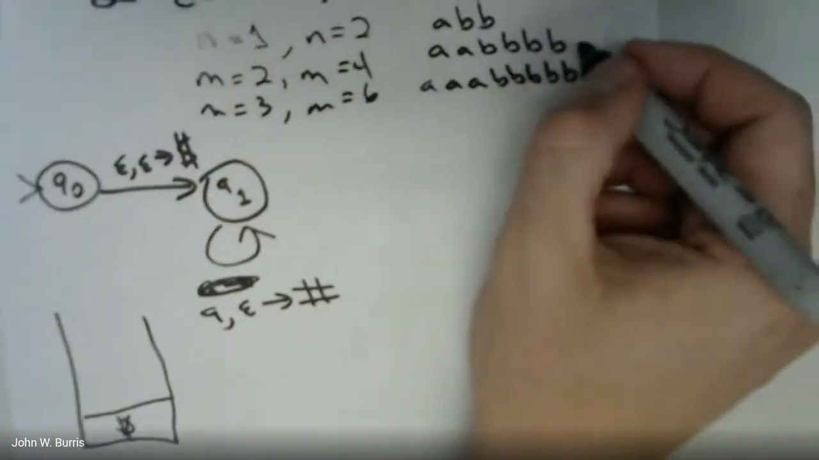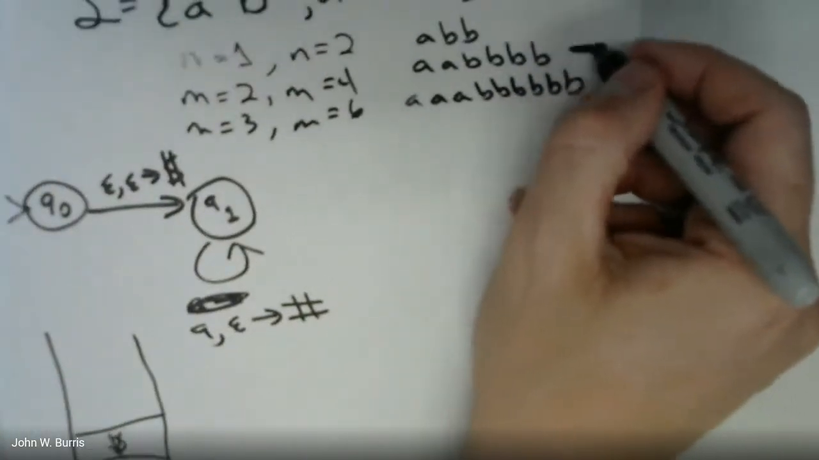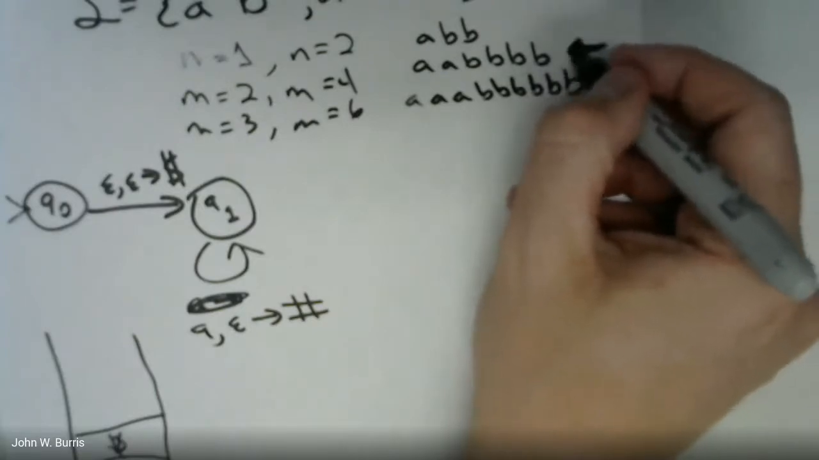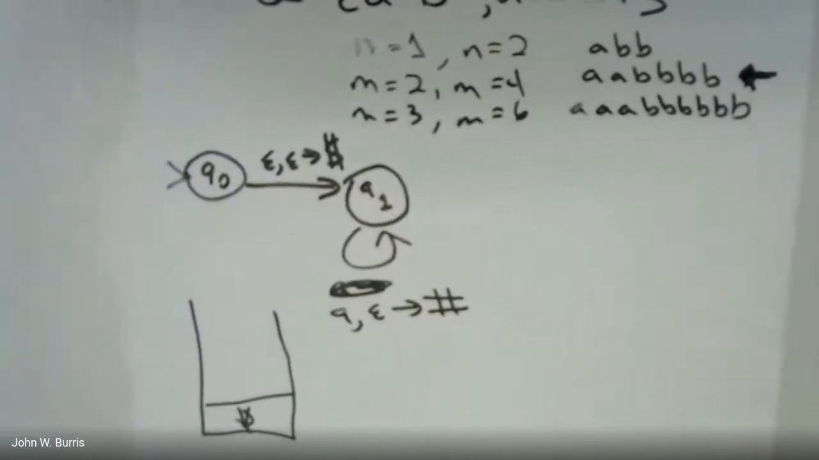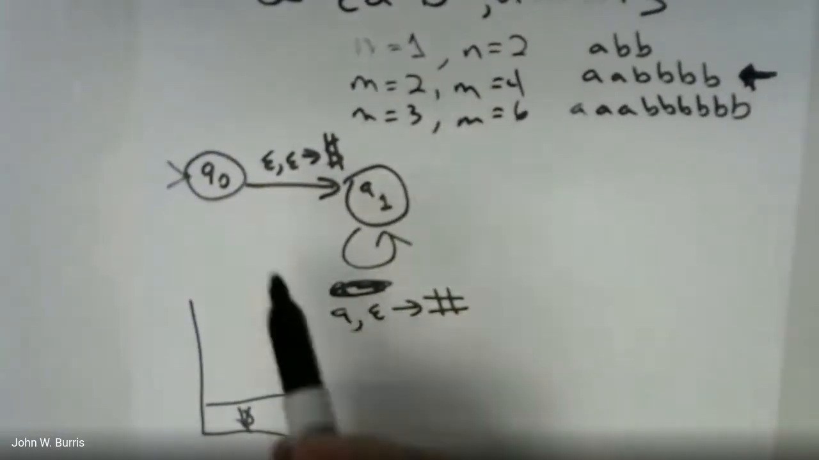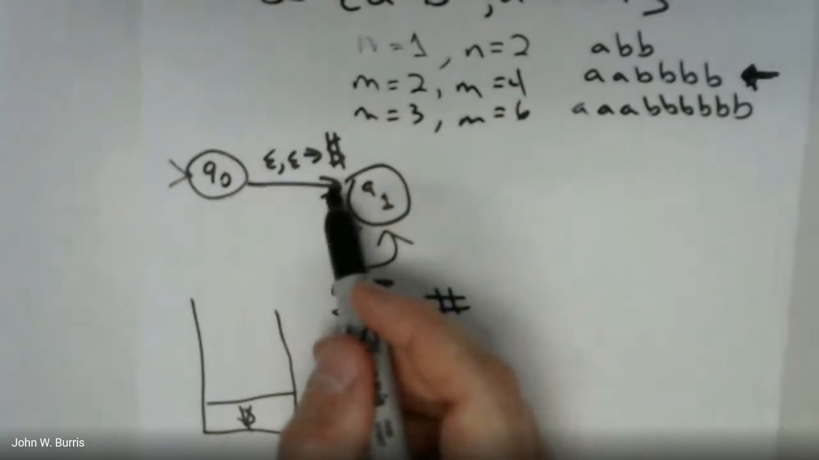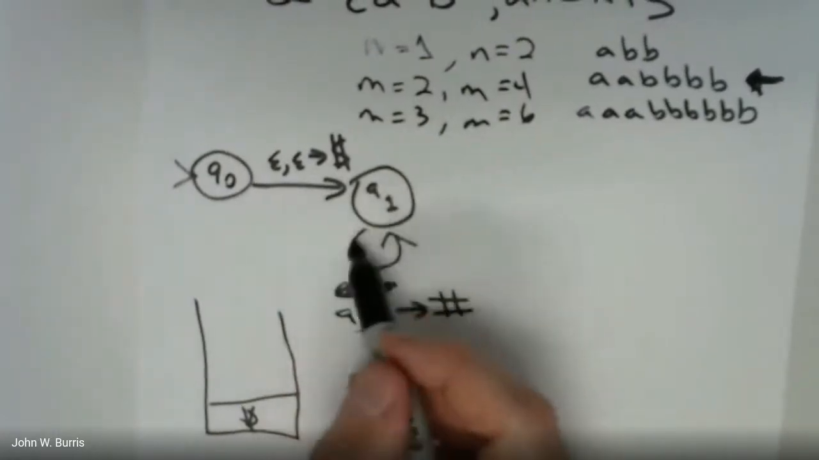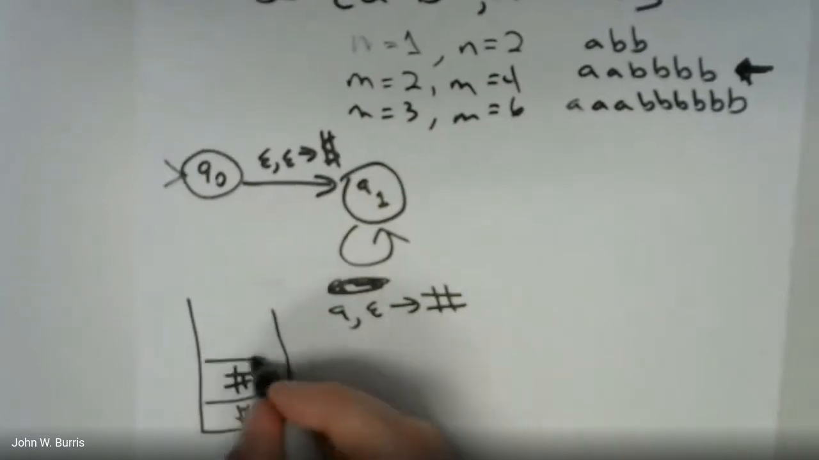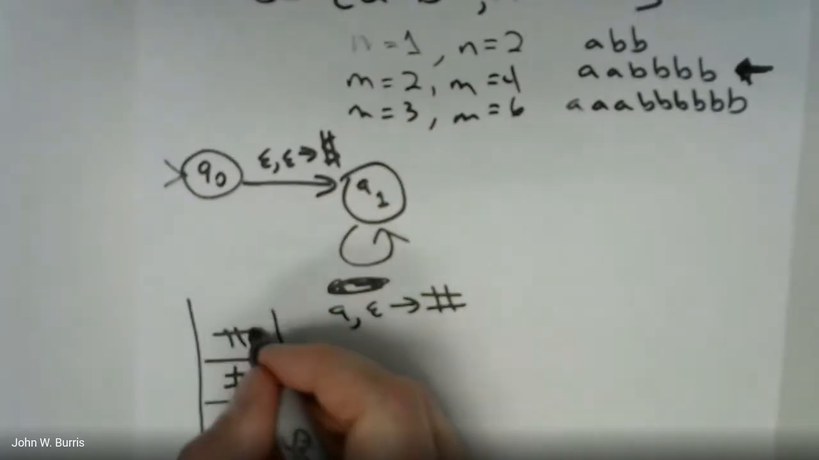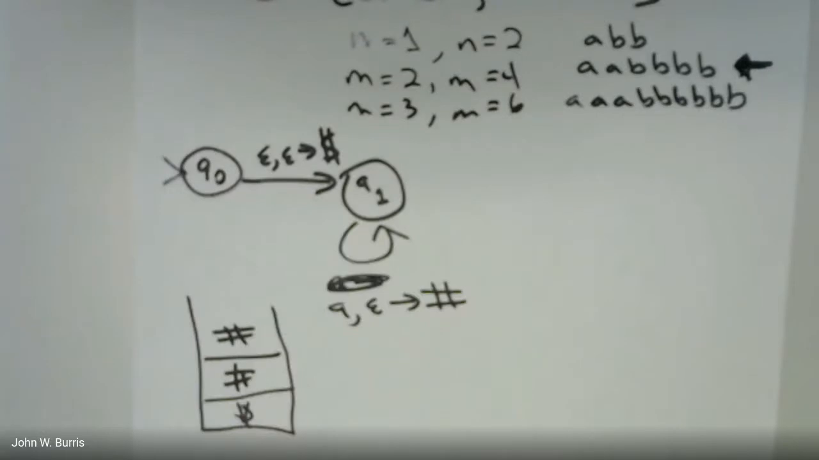And I'm going to use this as my example string to try to figure out what to do with that hash. So I'm going to come in, push the bottom of the stack marker, then loop twice. I'm going to read in the A, read in the A. And now's the part where we've got to figure it out.